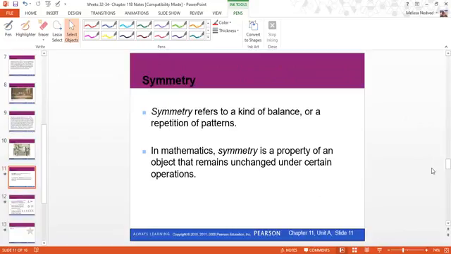So that's perspective. Symmetry refers to a kind of balance or repetition of patterns. In mathematics, symmetry is a property of objects that remain unchanged under certain operations. Symmetry is probably something you've talked about from early on in grade school through middle school and then again in geometry. So we're just going to quickly review that.